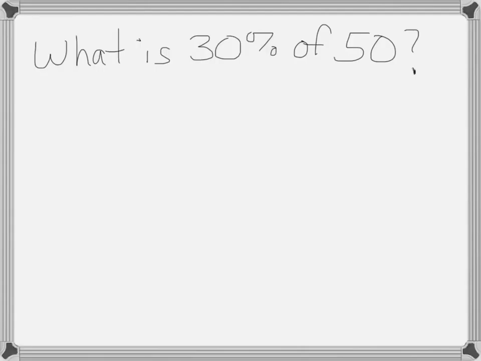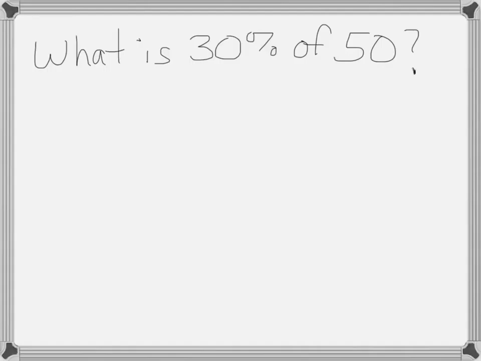The most common types of percent problems that you run into in everyday life look like this. What is 30% of 50? These would be problems like figuring how much you're going to save when something's on sale, figuring out tip, things like that. We're given the percent and we're given the number that's beside the word of.